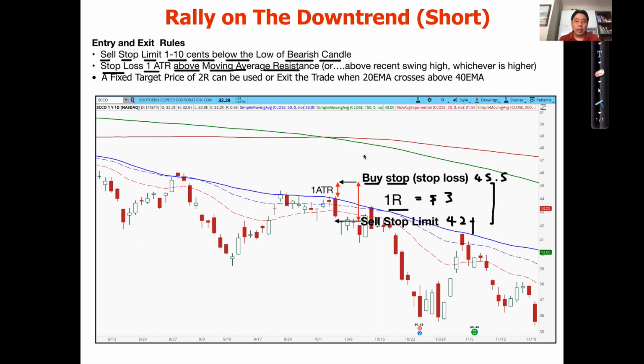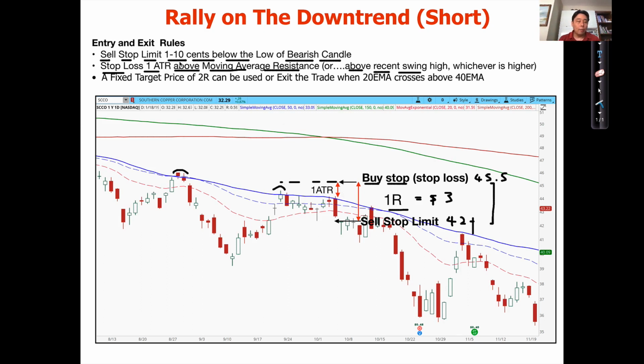Now again, ensure your stop loss is above the recent swing high, whichever is a higher point. So where's the recent swing high? Well, the recent swing high was actually over here, right? That's a swing high, that's a swing high. So our stop loss is safely above that, so that's fine. All right, if it is not, we can always shift it up above the recent swing high.